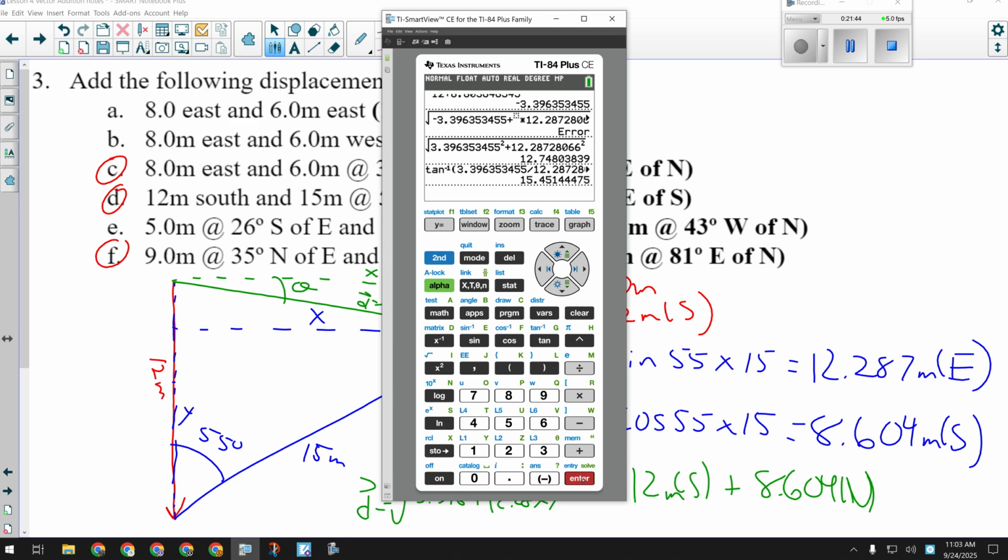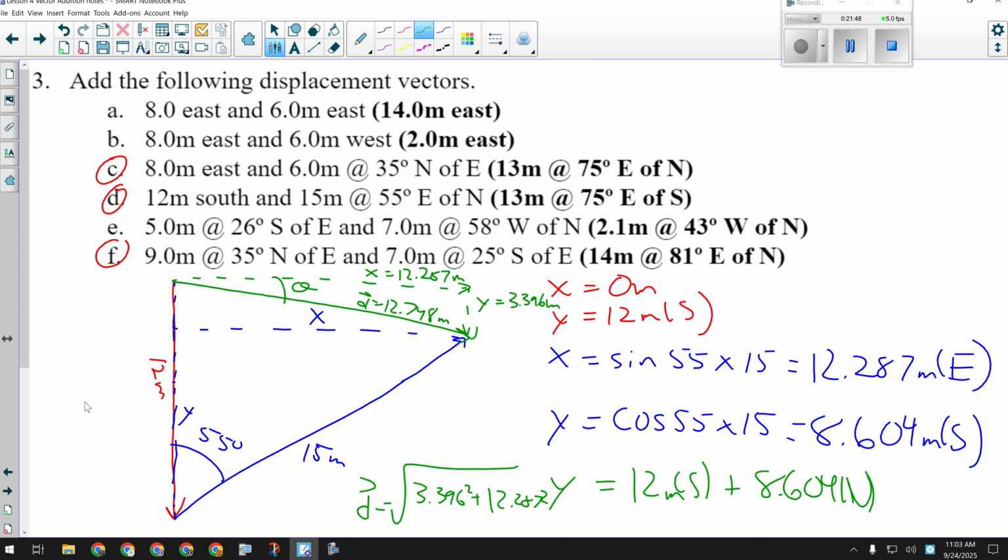Okay, so I'm looking at 15.45 degrees. And for me, that's south of east. Okay, so in the end, we can only have two significant digits. 12.7 rounds to 13 meters. And then 15.45 stays at 15 degrees south of east.